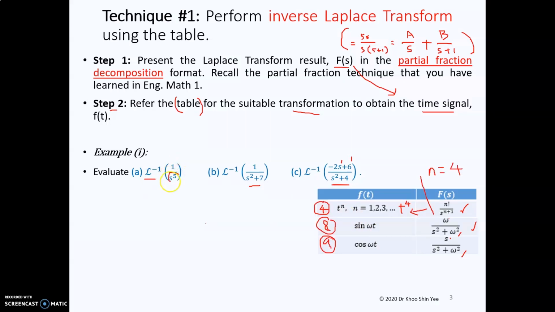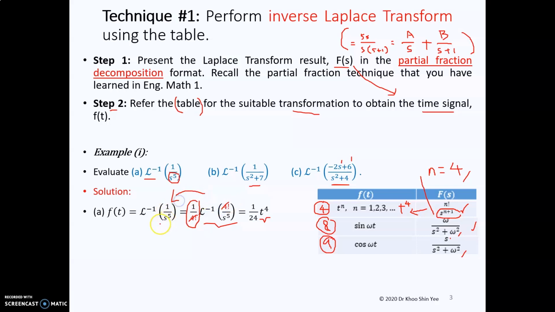To obtain 1 over s to the power of 5, refer to this; your n should be equal to 4. So at the top here, you get 4 factorial, and when you convert to time domain, you get t to the power of n, which is 4. With that, you obtain 4 factorial divided by s to the power of 5, and the inversion of this gives t to the power of 4. And don't forget to multiply with 1 over 4 factorial so that it cancels to get back the equation that you want to solve.